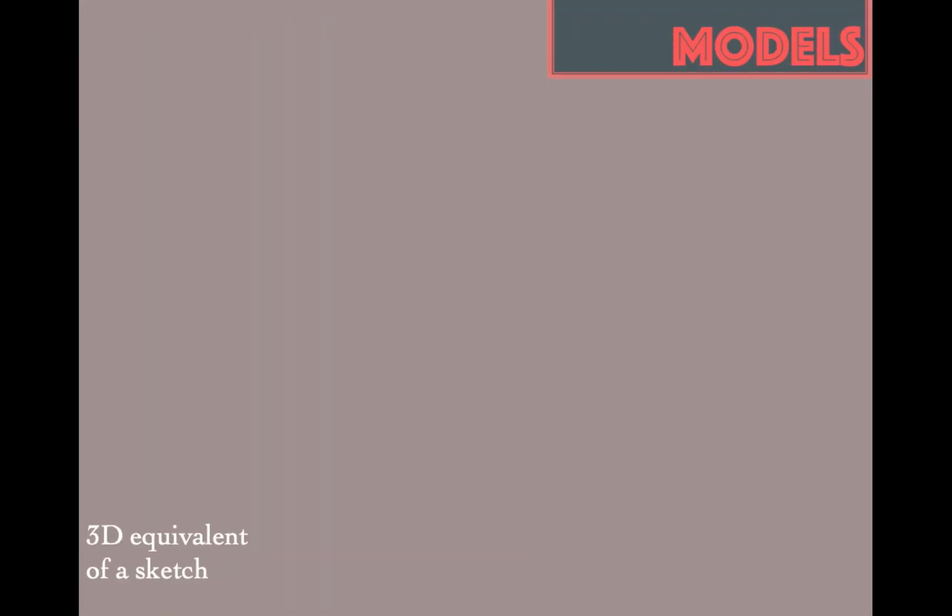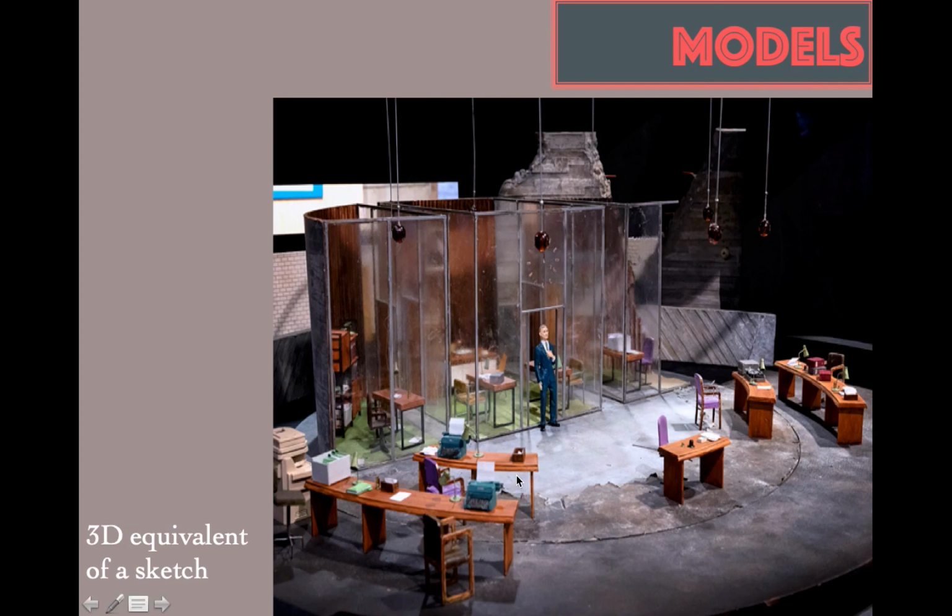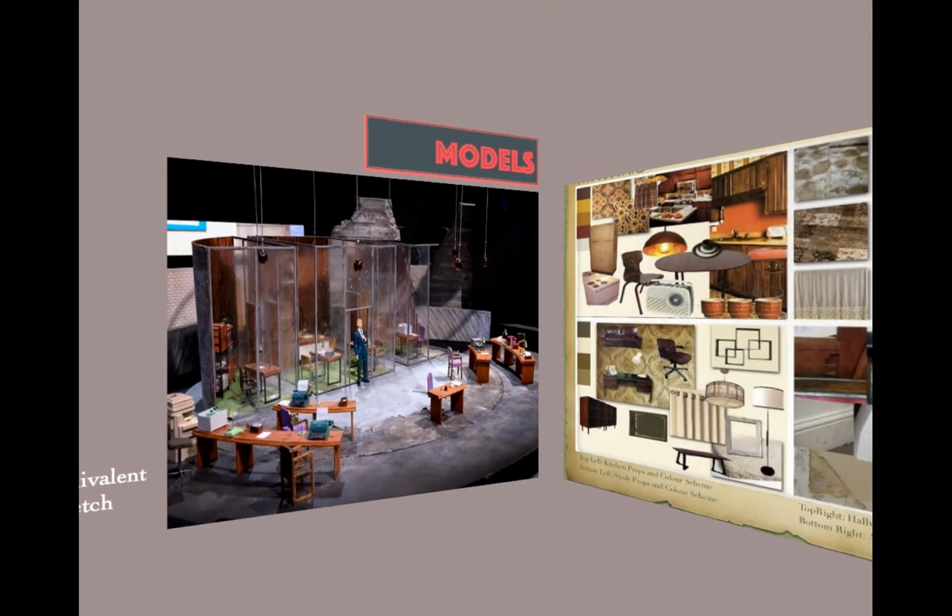But a model is. So this might look like a real set, but this is actually made of, I don't know, Play-Doh and things. So a model is a 3D equivalent. So that's where you actually, I mean, you don't necessarily have to do this, but this is where you'll actually create a mini version of what the set would look like in real life.